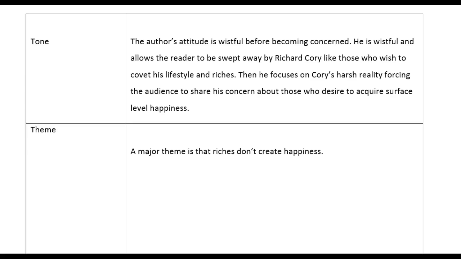The tone, or the author's attitude, initially is wistful. He allows us to be whisked away, or swept away, by Richard Cory, just like those who are around him who wish to covet his lifestyle. Then his tone becomes more concerned. At the end, he uses the situational irony to make us more concerned about those things that we don't see, just like he has some concern about those who desire solely for surface level happiness. One of the major themes in Richard Cory is that riches don't create happiness.